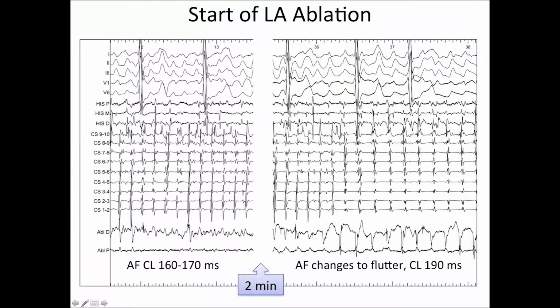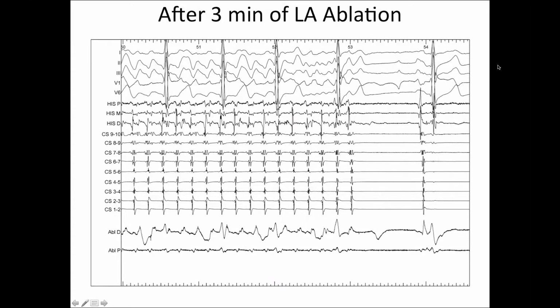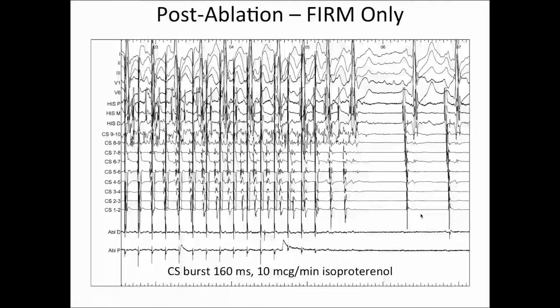So in this individual, here's our atrial fibrillation at 160, 170 milliseconds in the coronary sinus recording at the very start of ablation. After about 2 minutes here, the atrial fibrillation changes to a more organized atrial flutter with cycling through around 190 milliseconds. And about a minute after that, atrial fibrillation terminates directly to sinus rhythm, as we can see here. Now, when we tried to reinitiate atrial fibrillation after doing a little bit more consolidative ablation in that region, we couldn't. And in fact, here's bursting at 160 milliseconds.